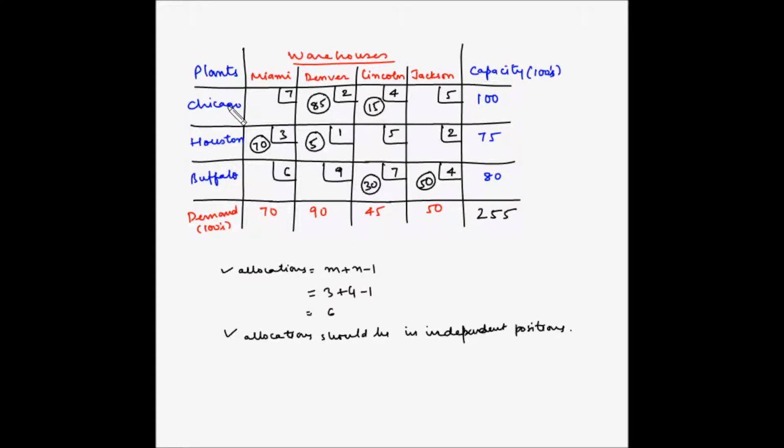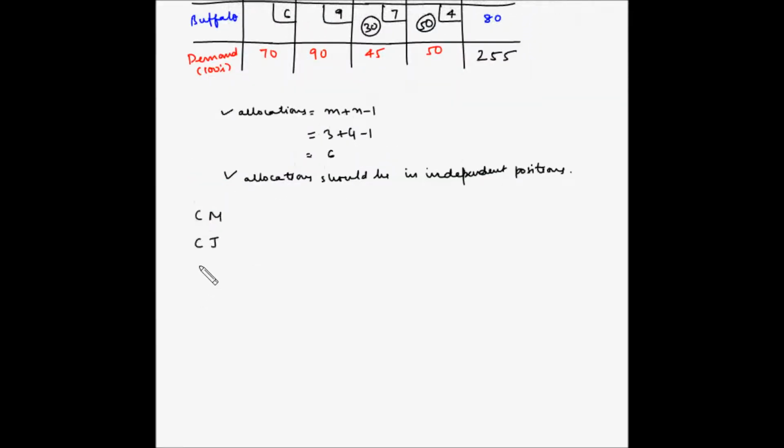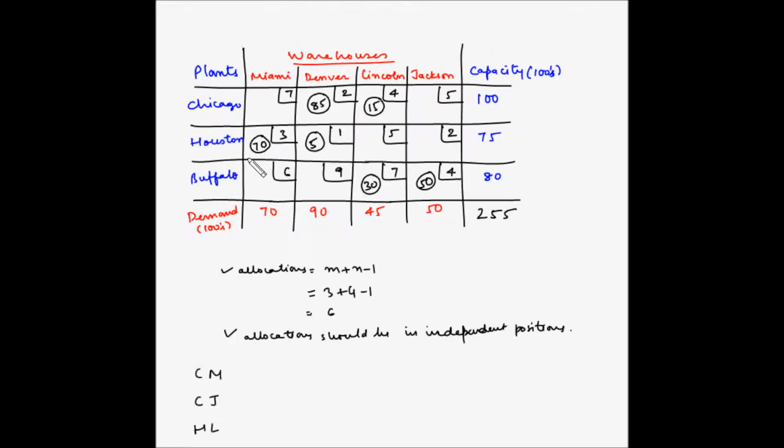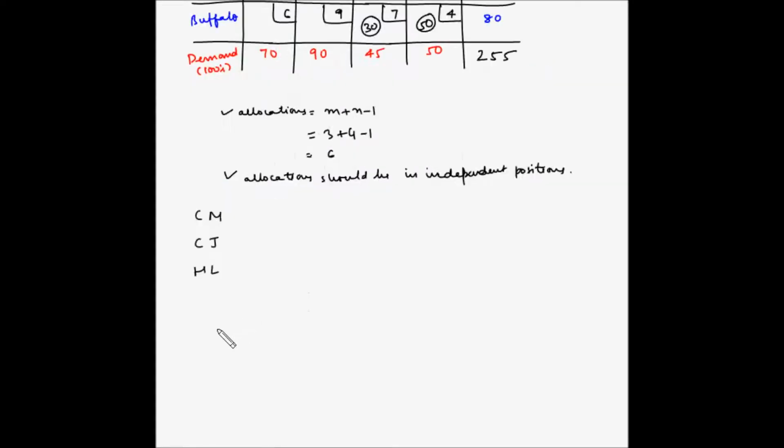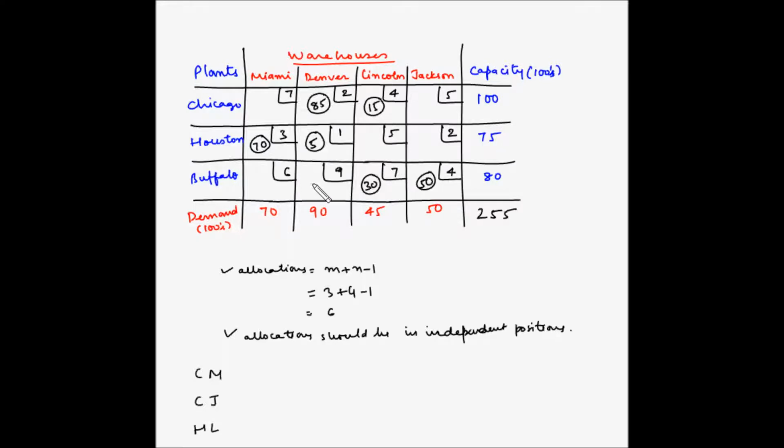I'll use the first letter of the name of each city to denote the location. So Chicago, Miami, I'll just say CM. So the first square is CM. The next is Chicago, Jackson, so CJ. The next one is Houston, Lincoln, so HL. The next is Houston, Jackson, so HJ. The next is Buffalo, Miami, so BM. The next is Buffalo, Denver, so BD.